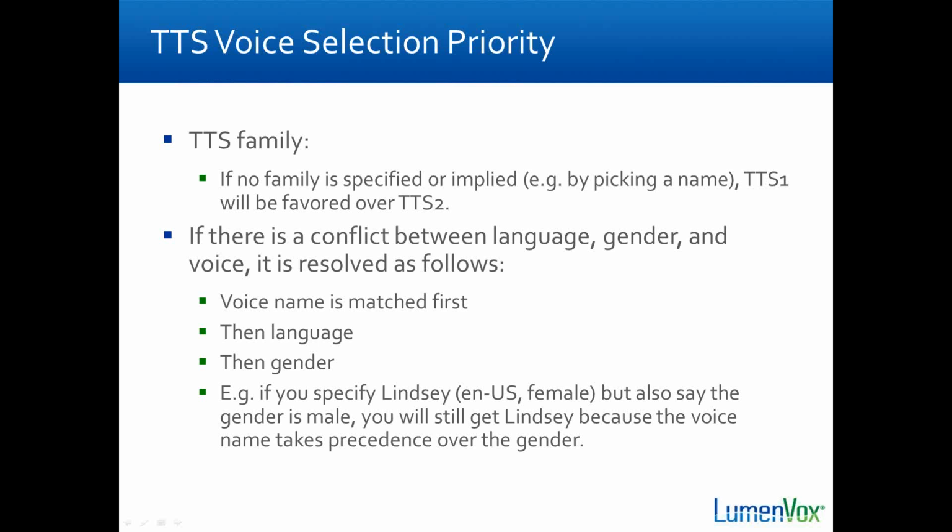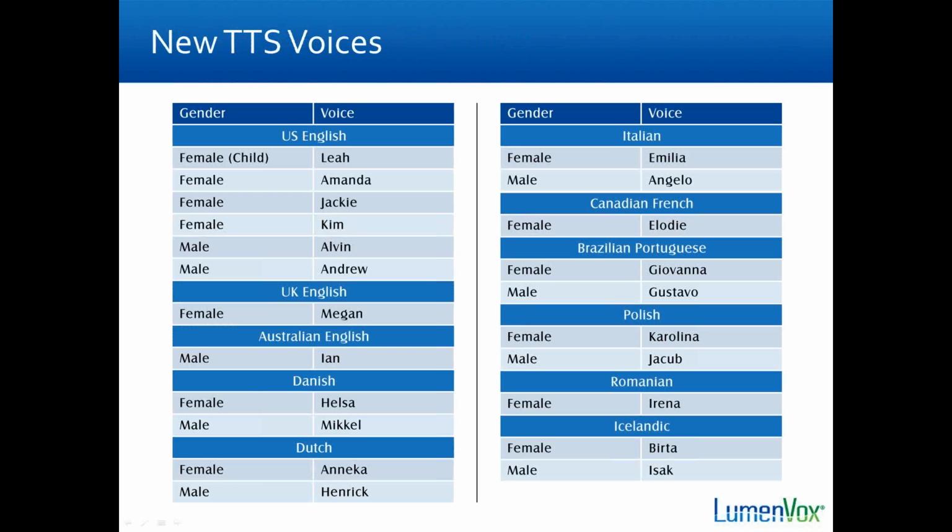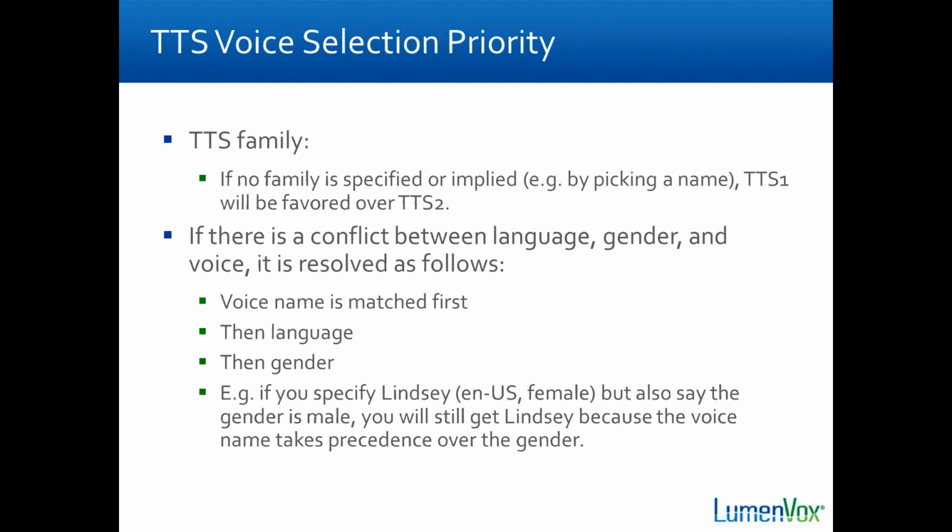The most important thing that it looks at is the TTS family. If you don't specify a TTS family explicitly, you can do it implicitly by saying, I want this name, and it's in this TTS family. If you give us Leah, then we know for a fact you want TTS1 because Leah is a TTS1 voice, and we'll make that implicit. Or you can be explicit. You can say, I'm using TTS1, and then we'll go, okay. Once we've made that decision, we have to make another decision, which is which voice from that family to give you.